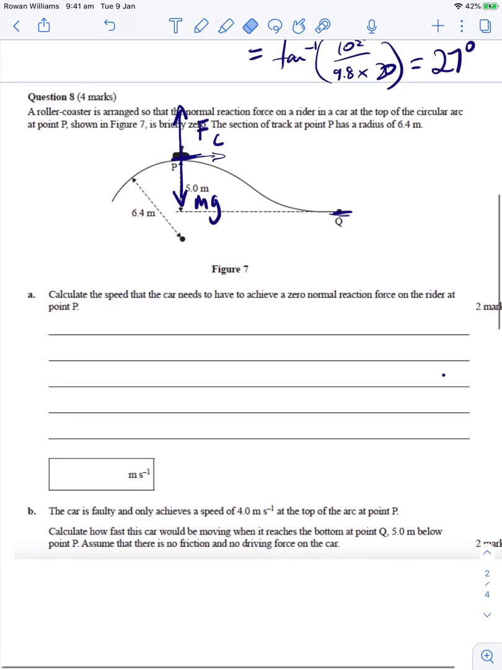All right, let's have a look at question 8 now. So this question is saying there is a roller coaster and it's arranged so the normal reaction force on the top of the circular arc at point P is 0.